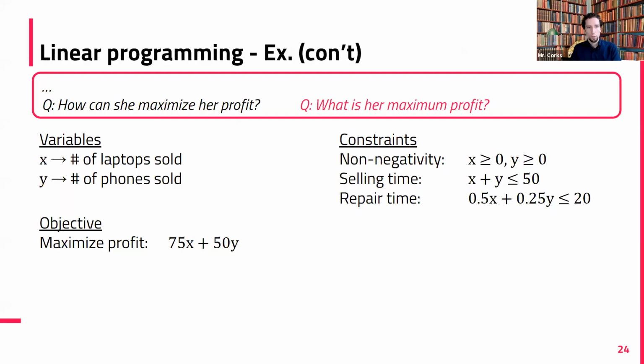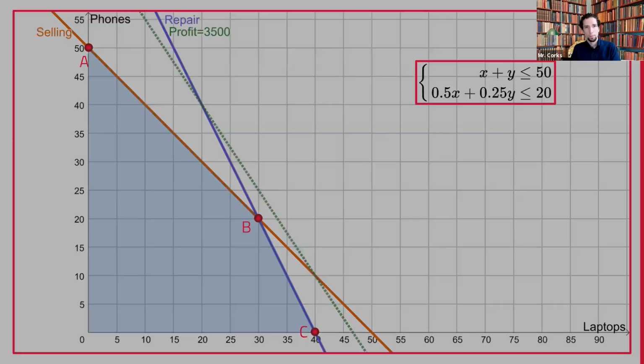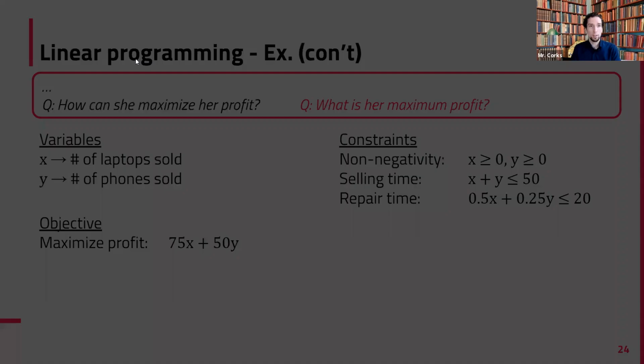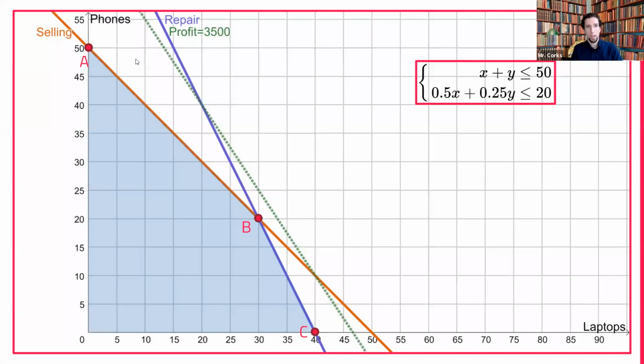Okay, so the question was asking us, what is her maximum profit? Have we answered the question? Not yet. So we figured out it's B. But we didn't actually figure out what is the location of B, the exact coordinates, and then also at B, what is the maximum profit? That's what we should be doing to finish up this problem. So we'll do that right now.